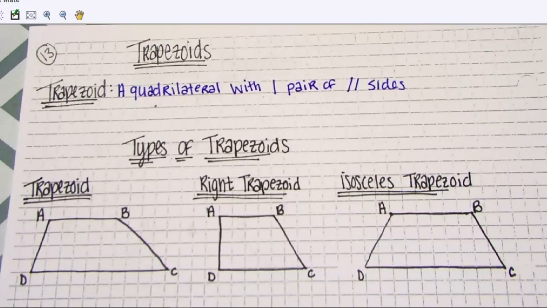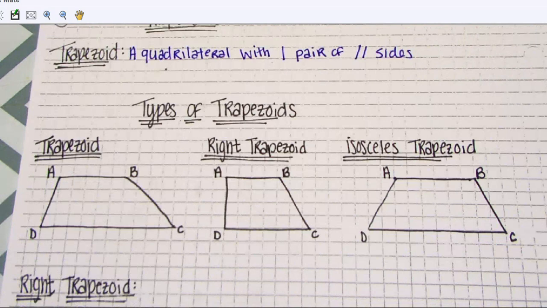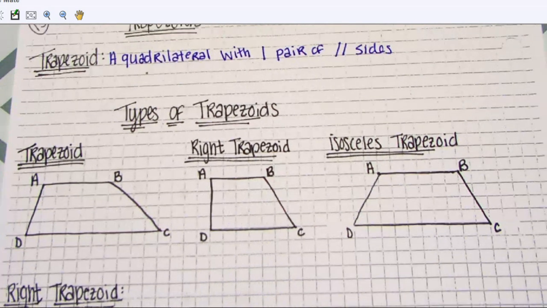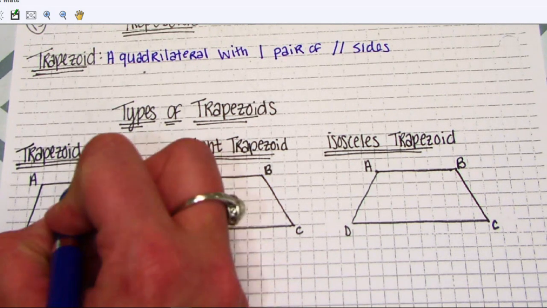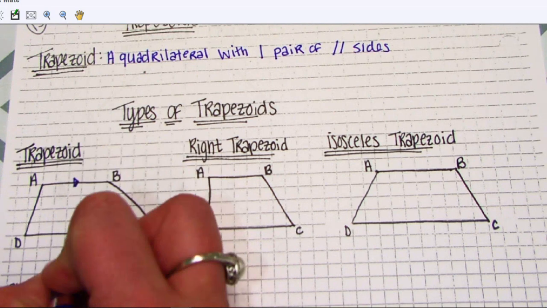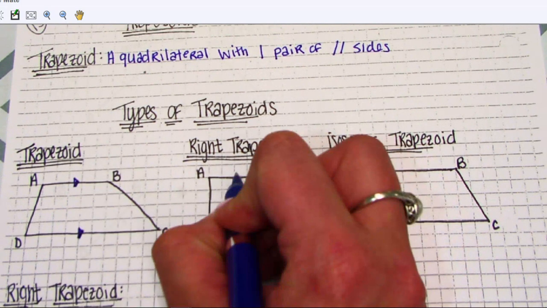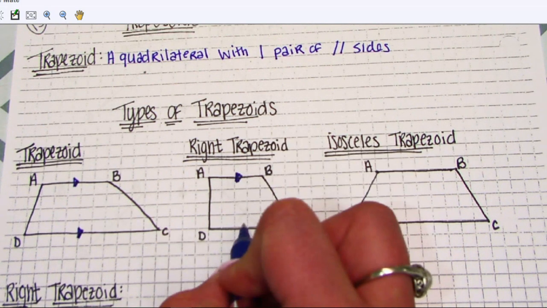One pair of parallel sides. So there's three types of trapezoids. There's a regular old trapezoid, a right trapezoid, or an isosceles trapezoid. So the parallel sides in both of these are AB and DC. So in all three, we're going to mark these parallel.